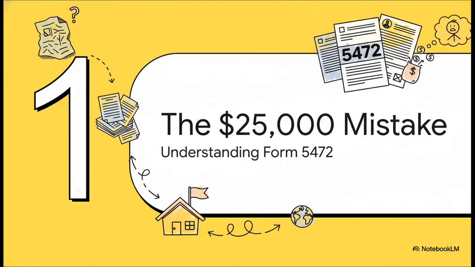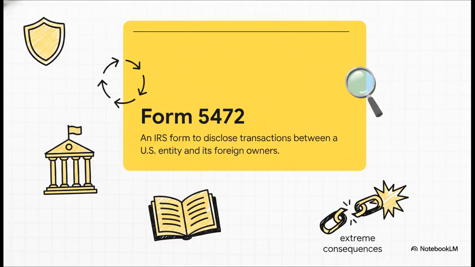So let's get right into the thick of it. What is this mistake? We need to identify the core problem that catches so many foreign owners completely off guard. And believe me, it all comes down to one specific form. This is the one right here, Form 5472. Now, I want you to notice the wording on the slide, Information Reporting Form. That is such an important distinction. This is not an income tax return. You're not paying taxes with this. Its whole purpose is just to tell the IRS about transactions between you and your U.S. company. But, as we've seen, ignoring it has some pretty extreme consequences.